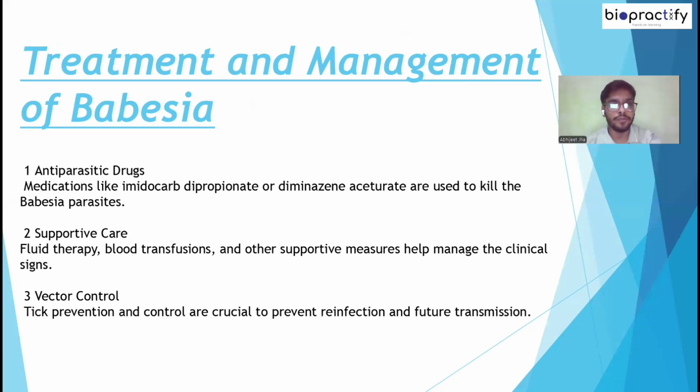Treatment and management of Babesia. First point is antiparasitic drugs. Second point is supportive care. And third point is vector control. So we discuss the first point: medications like imidocarb dipropionate or diminazene acetate are used to kill the Babesia parasites. Second point is supportive care: fluid therapy, blood transfusions, and other supportive measures help manage the clinical signs. And third point is vector control: tick prevention and control are crucial to prevent reinfection and future transmission.